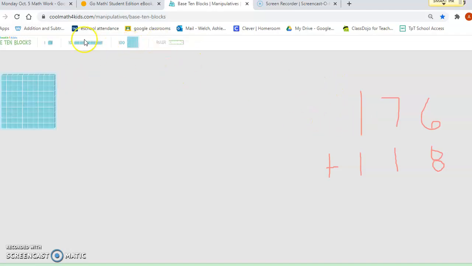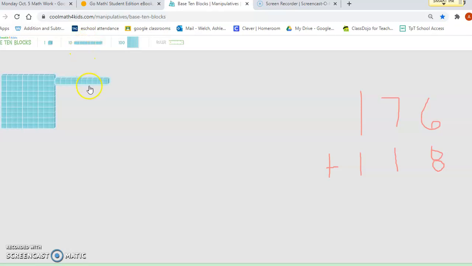Okay, we're going to start over. And all right, I'm going to write a new problem down for us. How about we do 176 plus 118. Okay, so let's start by building this out. So I know I need to get 100 for 176.